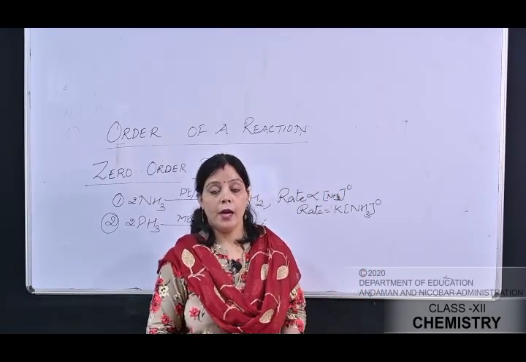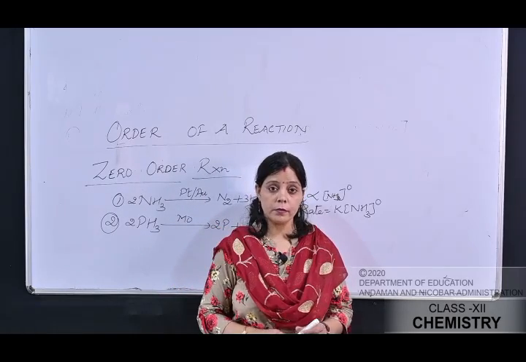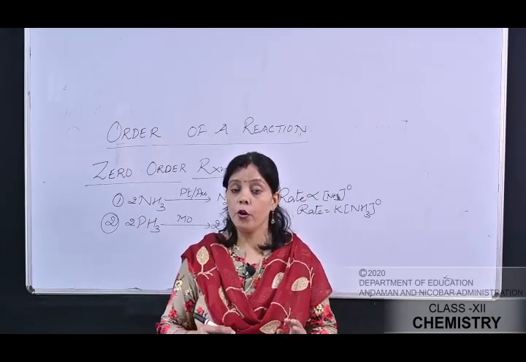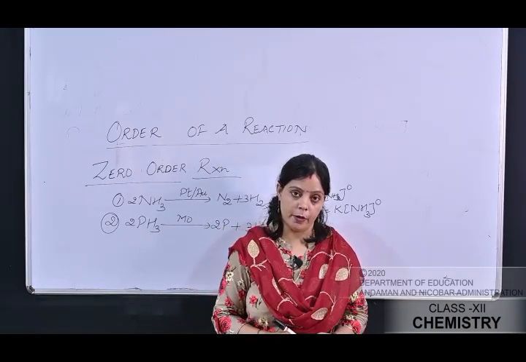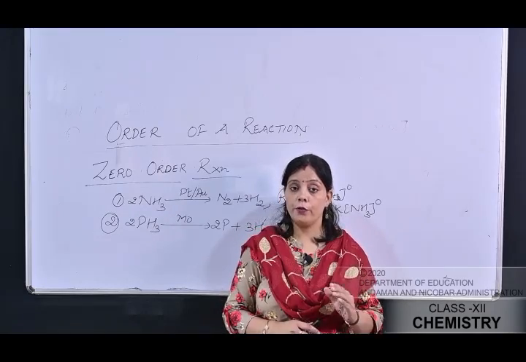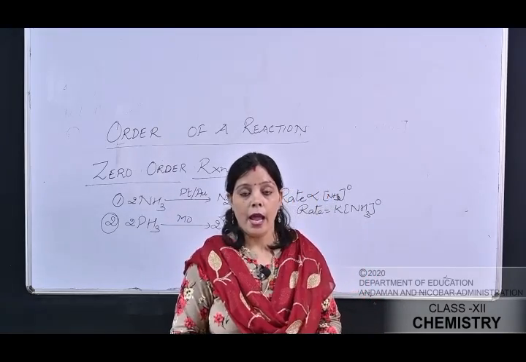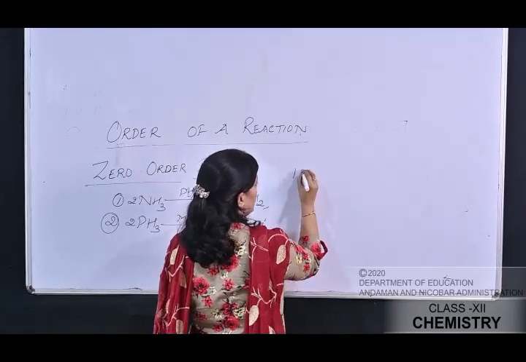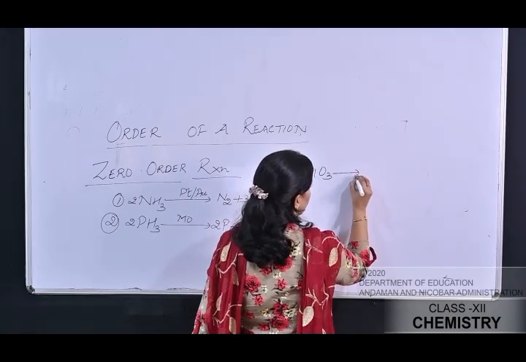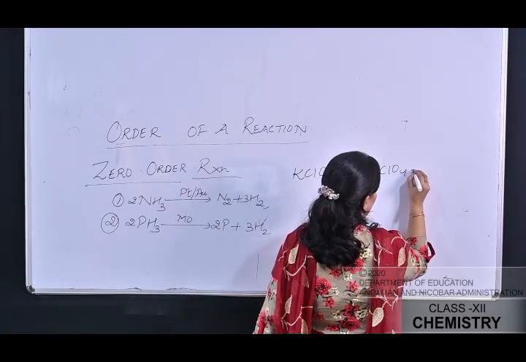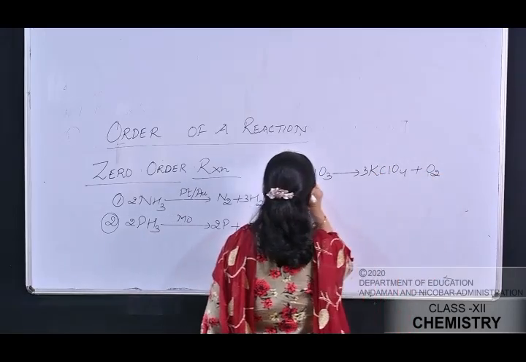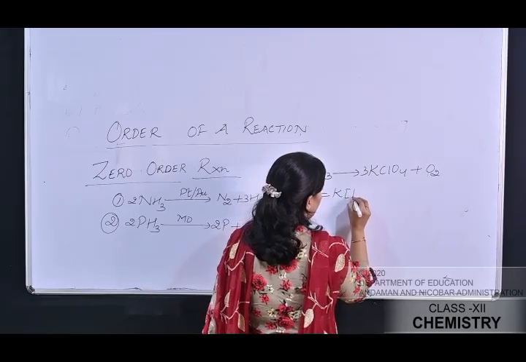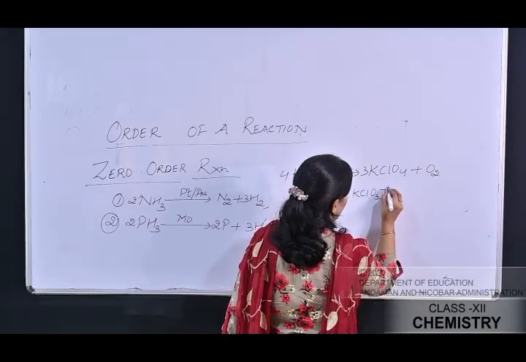Usually a reaction of fourth order is very rare, because the simultaneous collision between 4 or more reacting species is not favorable. So reactions with order 4 or more are very rare, and one example of a fourth order reaction is the decomposition of KClO3 to give KClO4 plus O2. In this the rate is equal to k concentration of potassium chlorate raised to power 4.